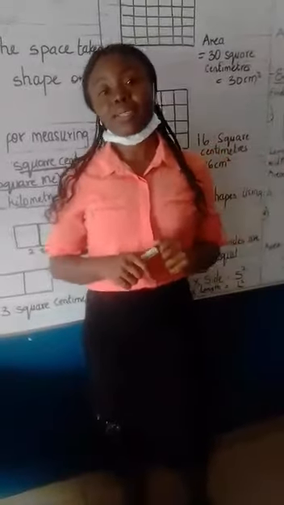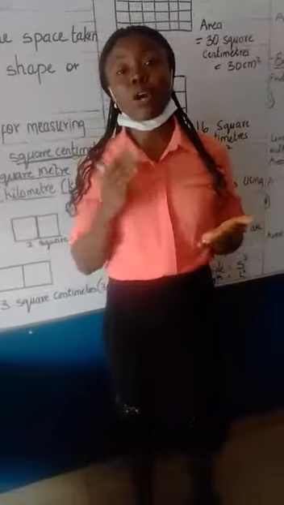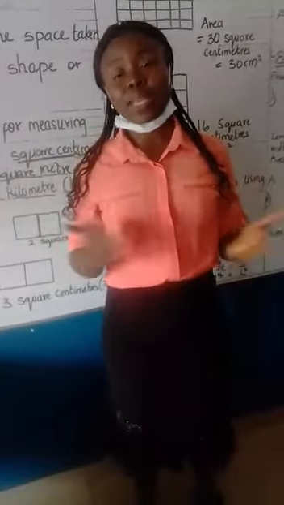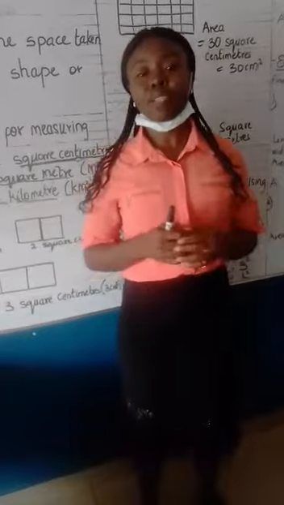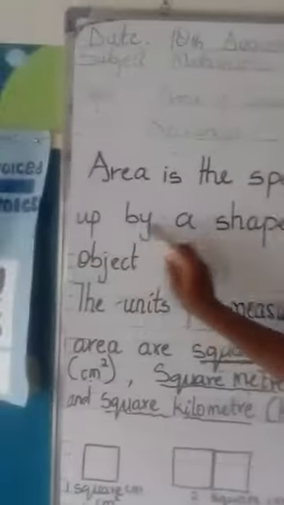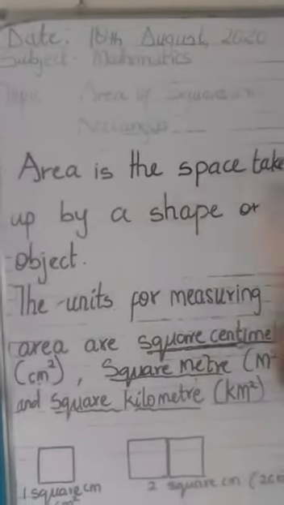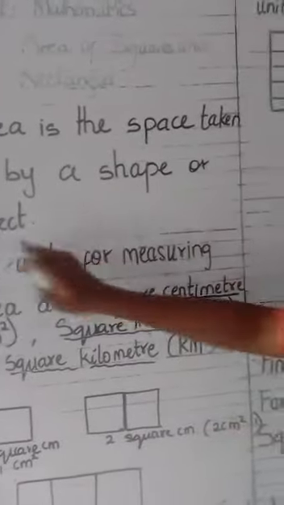Now, in today's class, we're going to be talking about area of squares and rectangles. Do we know these two shapes? I bet we do. Okay, now let's quickly go over to the board and know what area is. Area is the space taken up by a shape or an object. Did you get that? The space taken up by a shape or object.